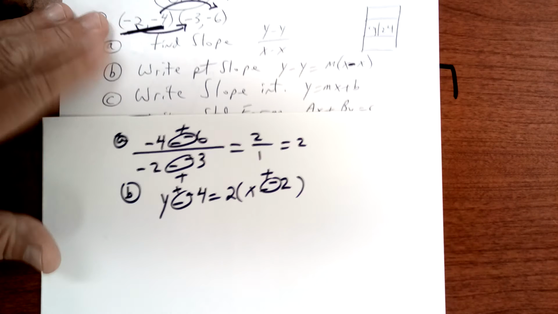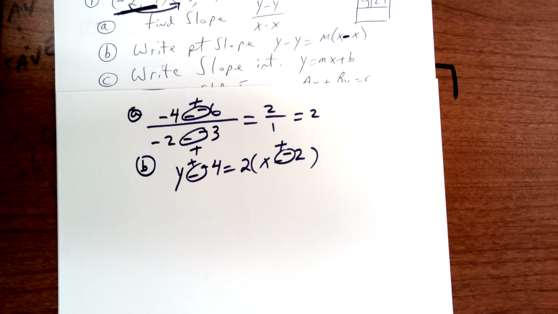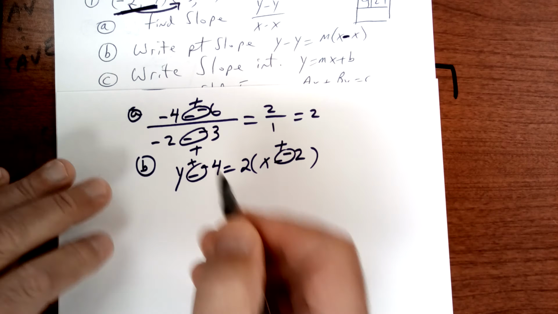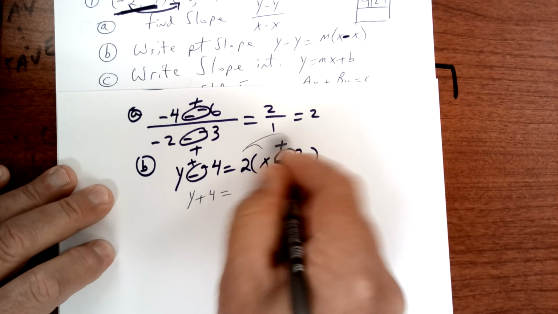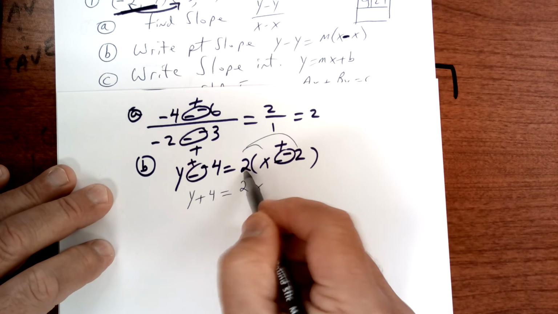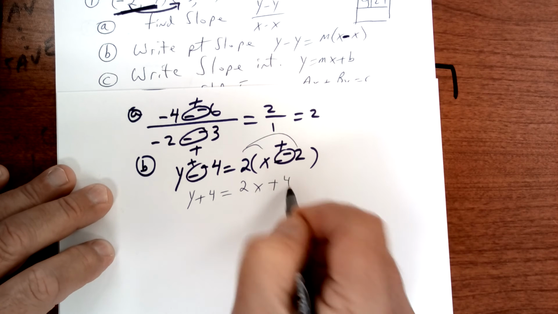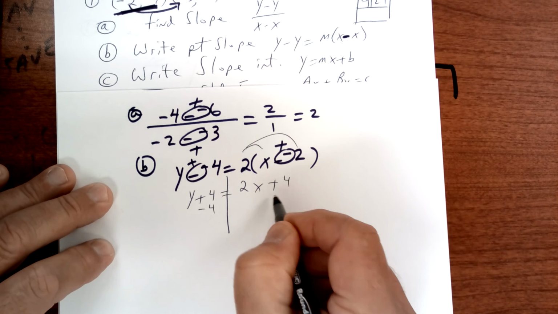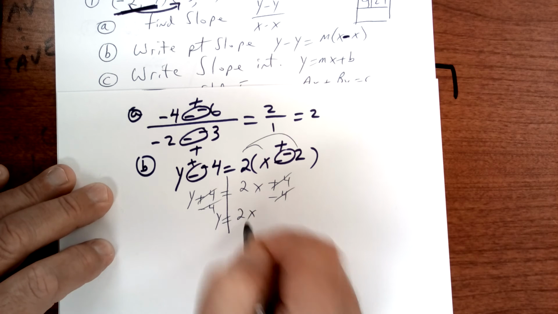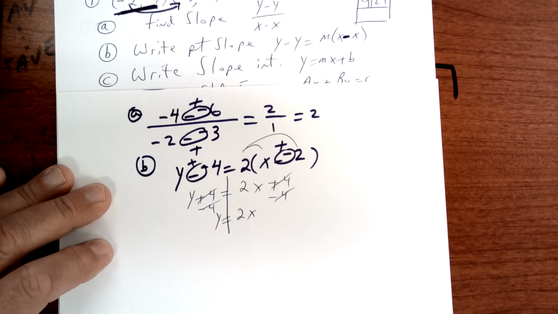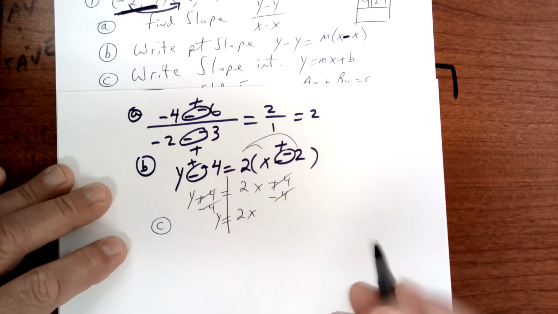Let's go to C, slope-intercept form. I'm going to switch over to my ink pen. So here we go. So we're going to get y plus 4 equals 2x, and then 2 times a positive 2 is a plus 4, and then all you have to do is subtract 4, and you get y equals 2x. And that's called slope-intercept form. So that would be C. You could put plus 0 if you want.